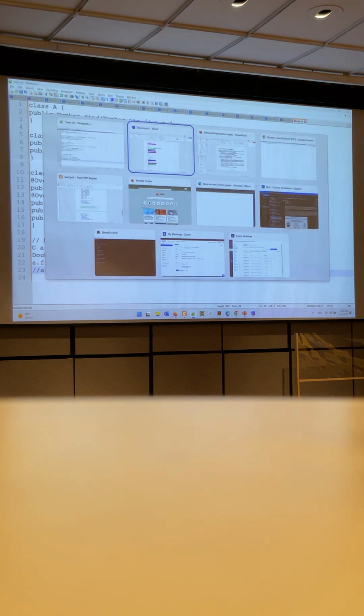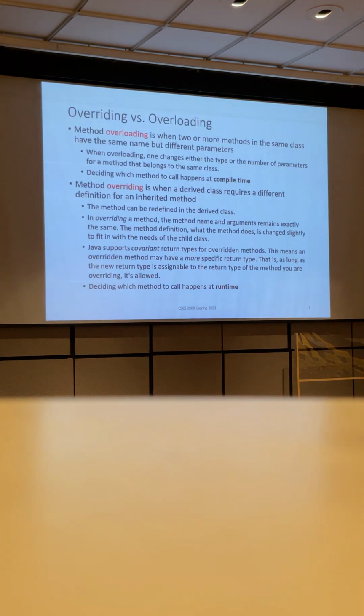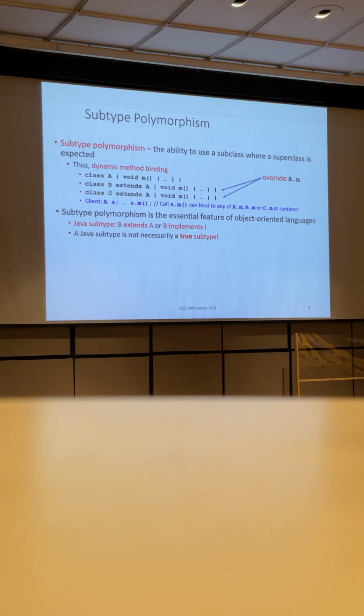All right, so back to our slides. All right, so what we are seeing here is called subtype polymorphism. This is the ability to use a subclass where a superclass is expected.